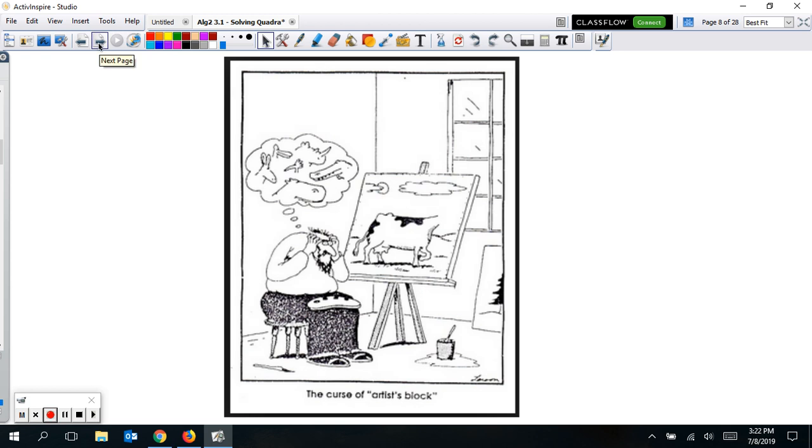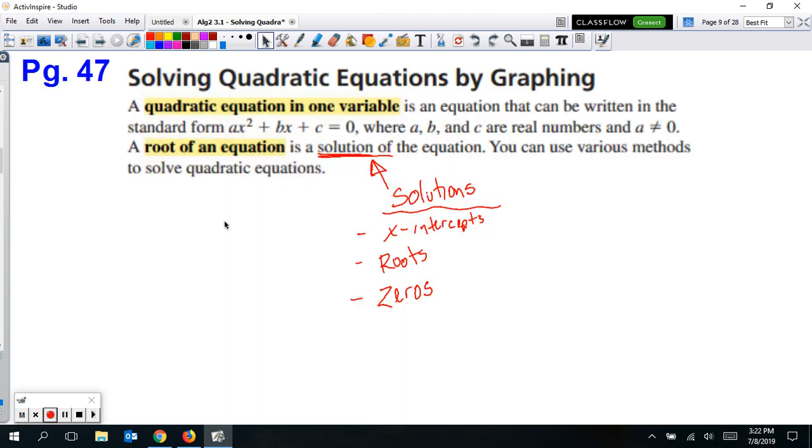All right, so let's go on to page 47 in your notes. Solving quadratic equations by graphing, it says. Now, we're going to look at just some vocabulary. It says quadratic equation in one variable. It's an equation that can be written in standard form. So we've seen standard form before. We talked about a, b, and c being standard form. It was like f of x equals this. But now we're going to see the equation being this part equaling 0.